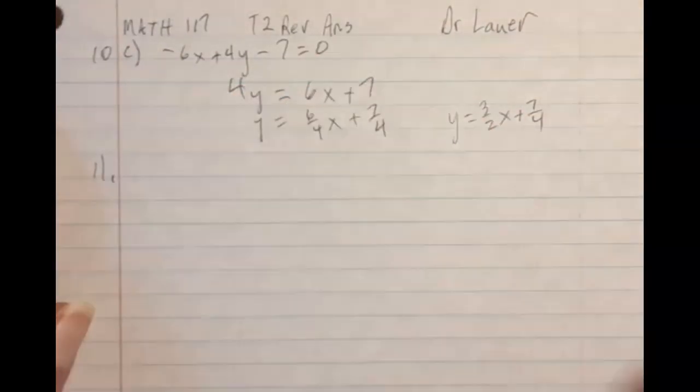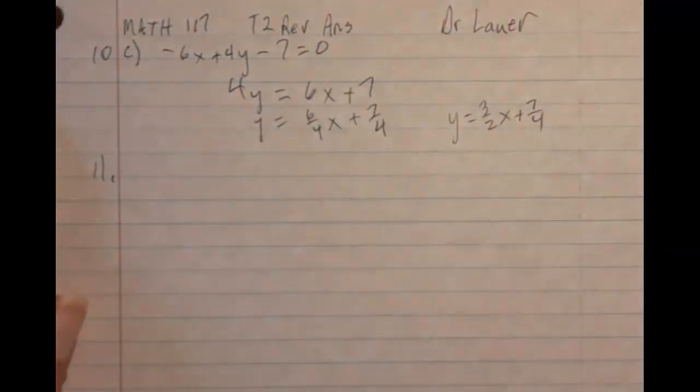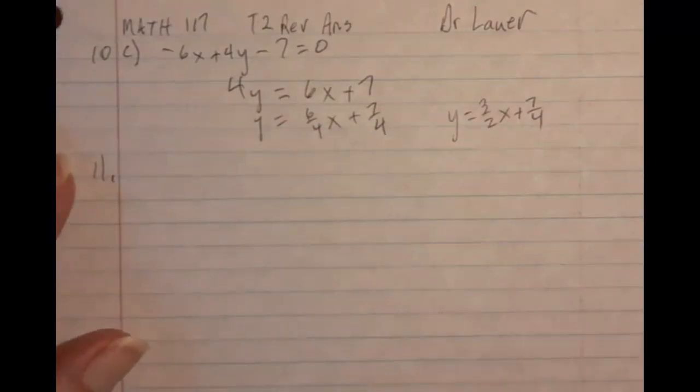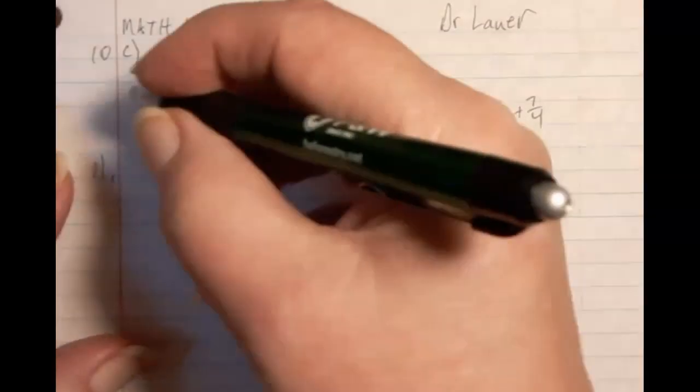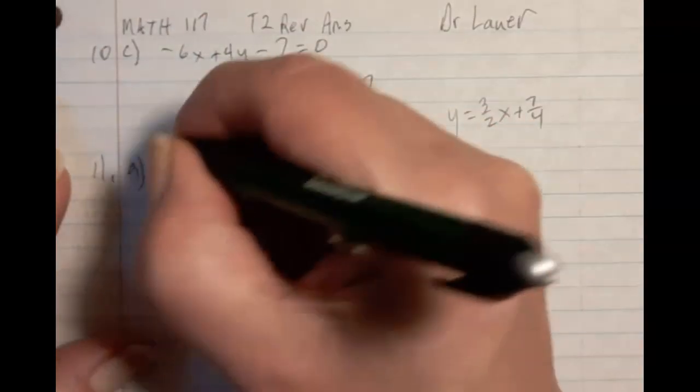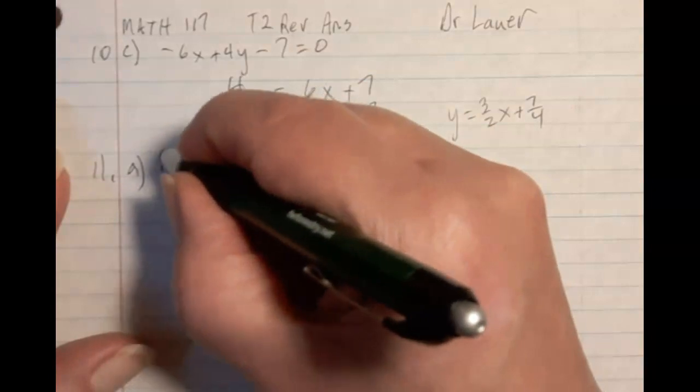For number 11, we want to determine whether the function's polynomial, rational, or other. So rational means you have things in the denominator that are not radicals. Polynomial means there's no denominator other than 1. And then if you have a radical, that's not a rational function or a polynomial function. So for part A, that's just a polynomial.